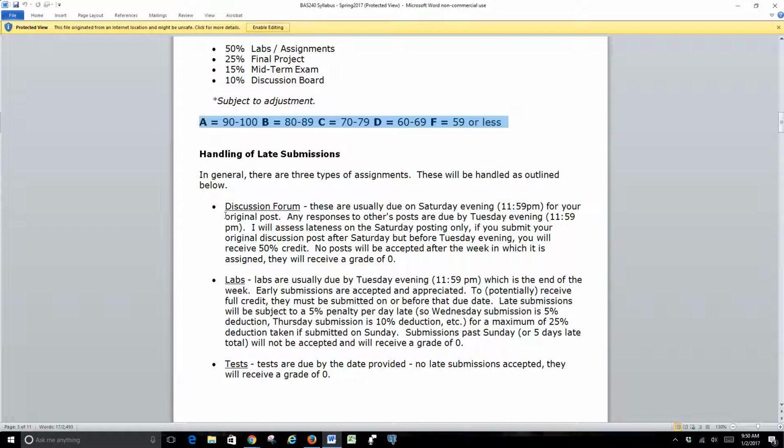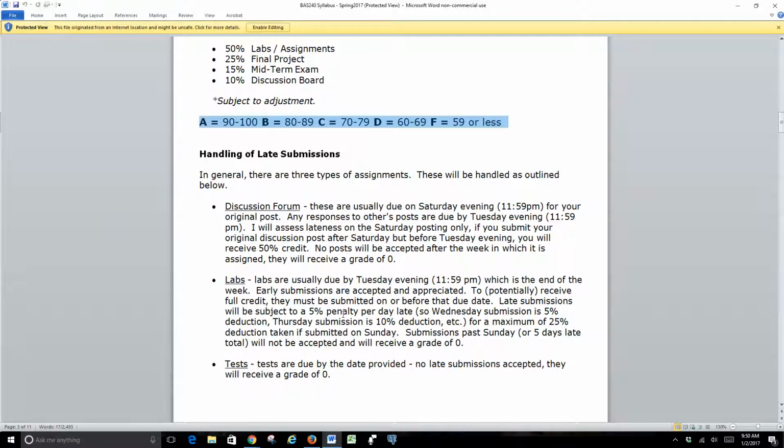Right, the discussion forums are due on Saturday evening, 11:59. If you don't post it by then, you will have until Tuesday to post it for 50% credit. So if you don't post it by Saturday, you lose half credit automatically. And if you post it by Tuesday, you'll get half credit if you do it. Otherwise, nothing's allowed after that Tuesday. We move on to the next week, the next forum, and you get 0% credit for that week.